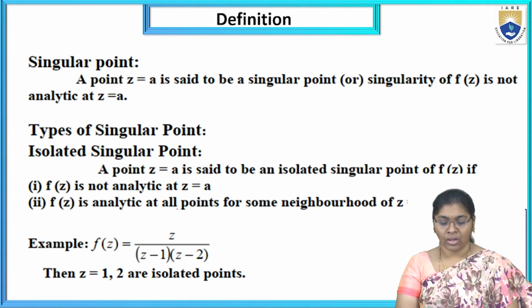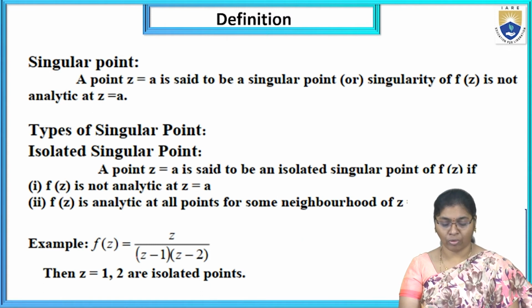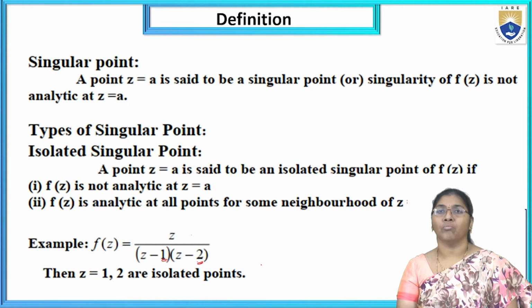Next, f of z is analytic at all points in some neighborhood of z equal to a, then it is called an isolated singular point. That is the example, f of z equal to z by z minus 1 into z minus 2. Then z equal to 1 and z equal to 2 are isolated singular points.